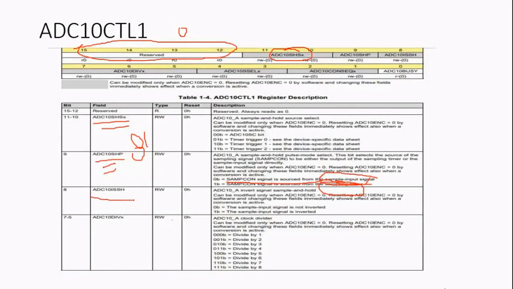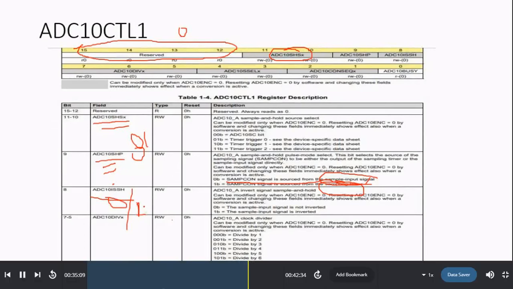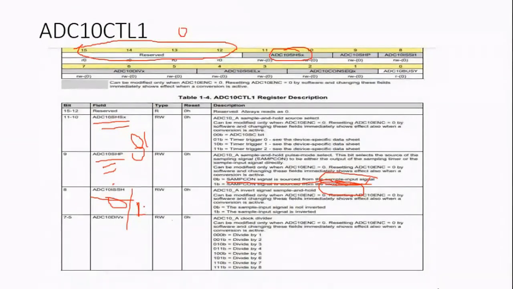Now come to the ADC 10 ISSH. This is of 1 bit. This is called invert signal sample and hold. I for invert, S for sample, H for hold. So when it is 0, the sample input signal is not inverted, and when it is 1, the sample input signal is inverted. If you want to use the inverse of the signal, you can use that.